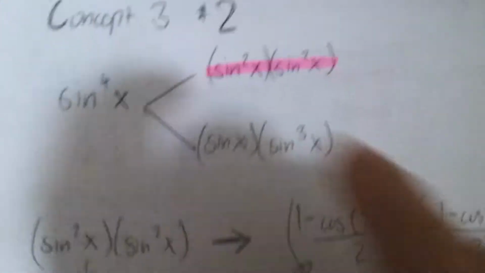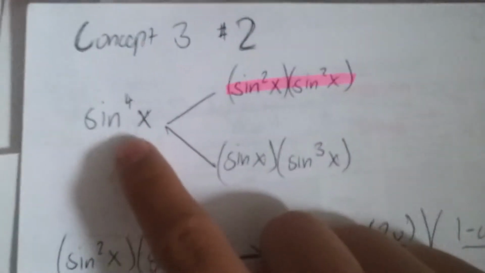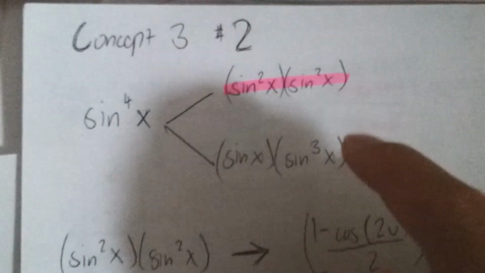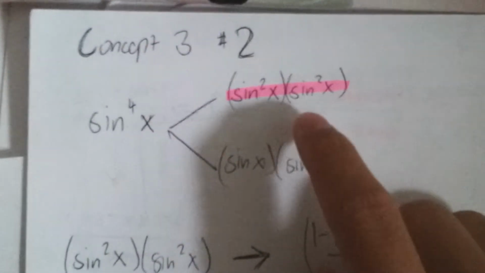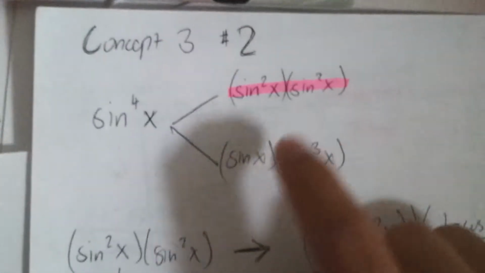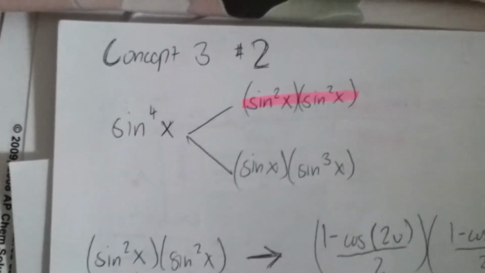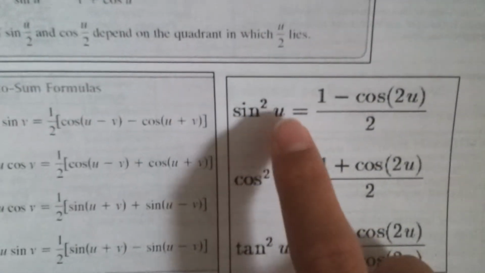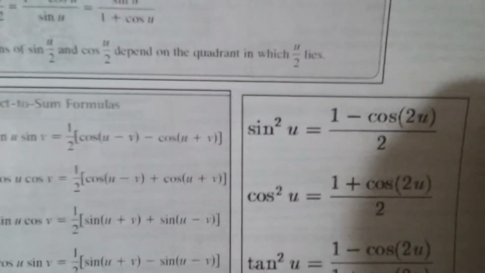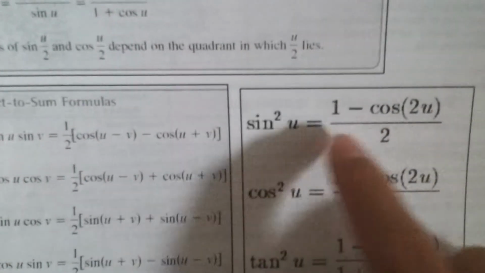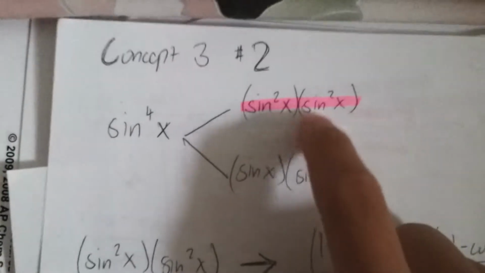We are going to be doing concept 3, number 2, which is sine to the 4th power x, and we're going to rewrite it into two different equations: sine squared x times sine squared x, or sine x times sine cubed x. But according to our unit packet, the one that looks most familiar right now would be this one, sine squared u equals that. And imagine the u was x, so it's going to be 1 minus cosine 2x divided by 2. So we're going to be using this equation, more preferably than this.